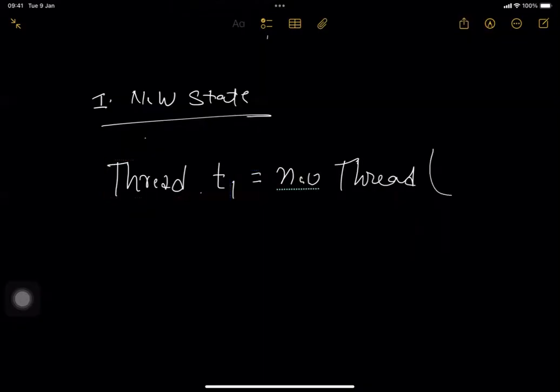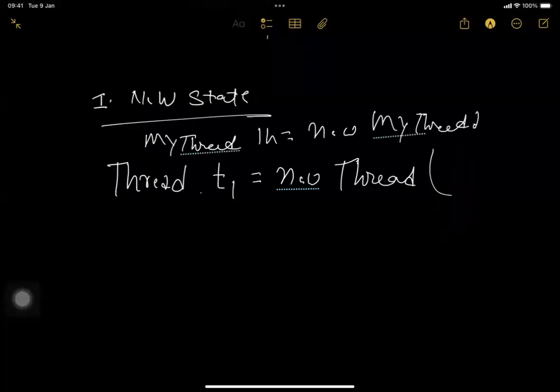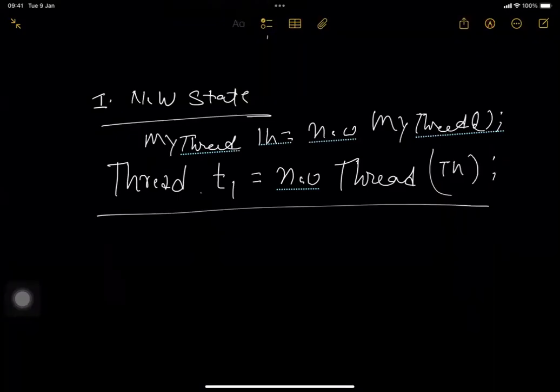So let us assume you created my thread class, you remember, right? MyThread th equal to new MyThread. Then you will just pass here th. When this piece of line gets executed, we call it new. Clear to everyone? Kritika? Yeah, sorry, I'm listening. Yes. Yeah, so I'm talking about the new state.